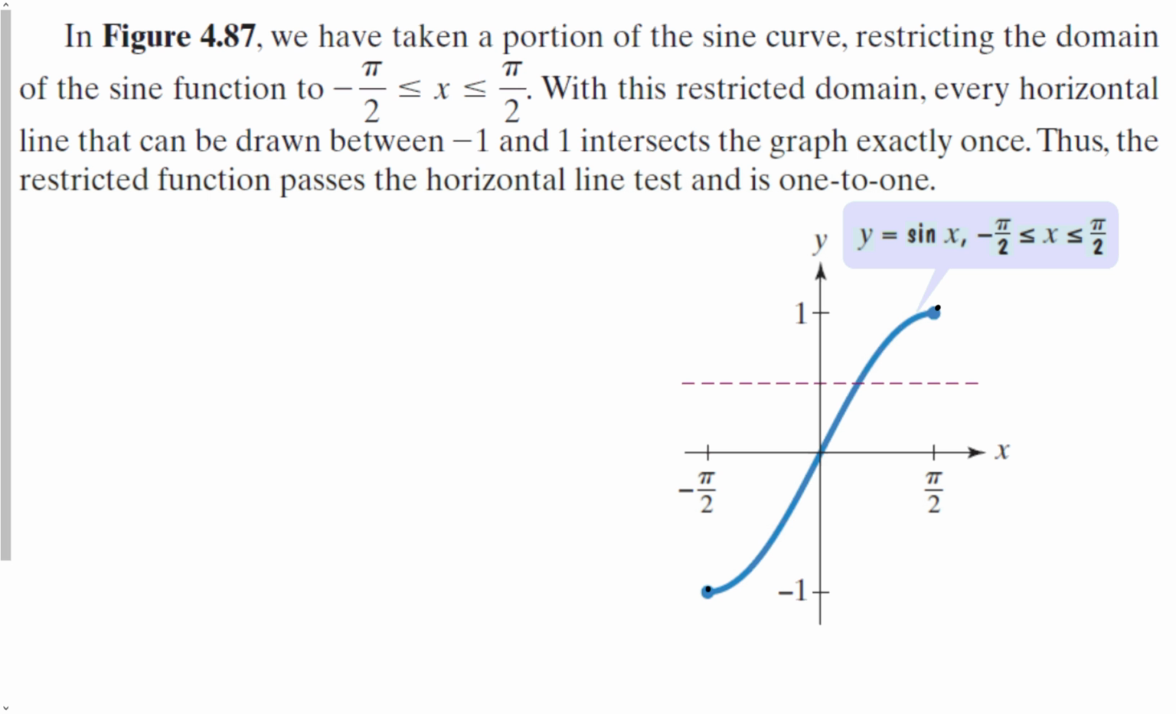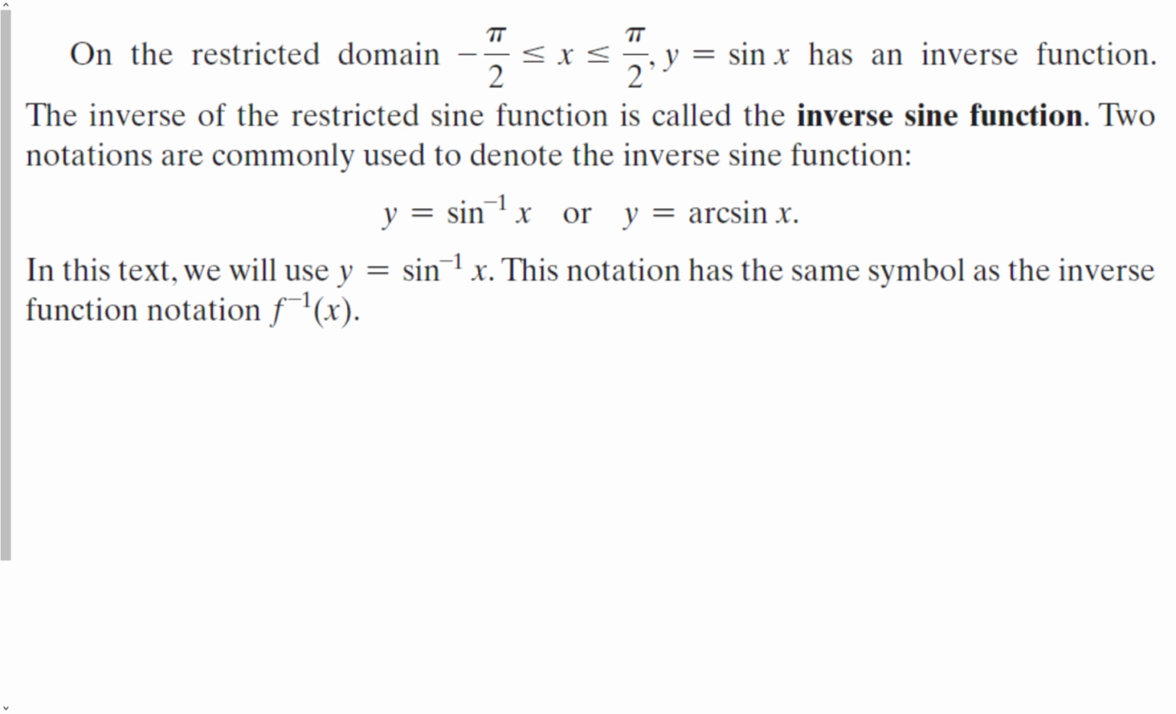With this restricted domain, every horizontal line that can be drawn between -1 and +1 intercepts the graph only once, and therefore this now passes the horizontal line test and is one-to-one. So on the restricted domain of negative pi over 2 to positive pi over 2, the sine has an inverse function. The way we write this, we've seen this before, is inverse sine of x or arcsine of x. They mean exactly the same thing.